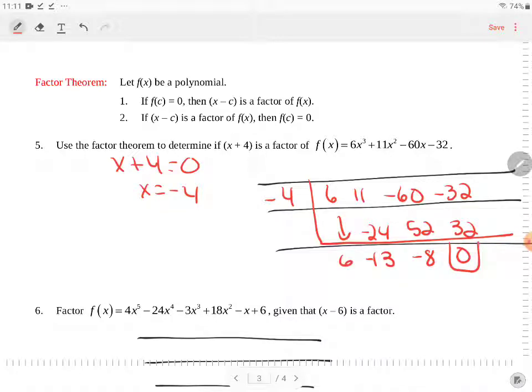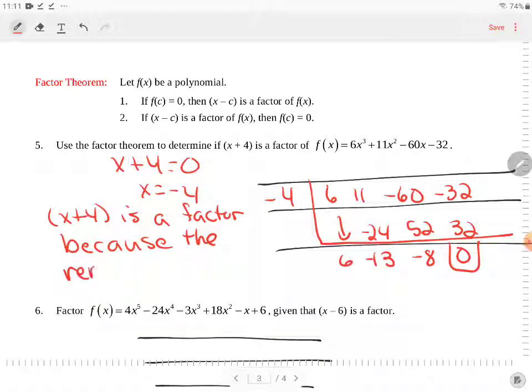Your remainder is 0. So the question is it a factor? So we're going to say x plus 4 is a factor. So the answer is yes, because the remainder is 0. If it was not 0, it would not be a factor.